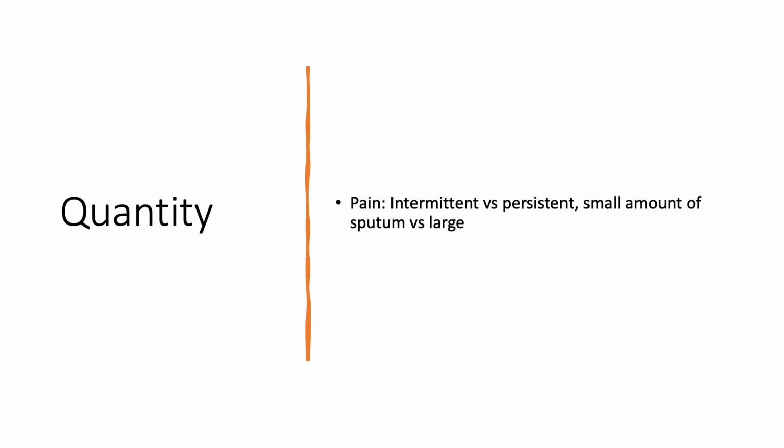The other thing is quantity. When you talk about quantity, you're scoring the pain, 0 to 10. You talk about whether this is intermittent pain or persistent pain. You're talking about the sputum. Is it a small sputum? Is it a large sputum? For example, you say this is yellow sputum, small sputum versus large sputum.